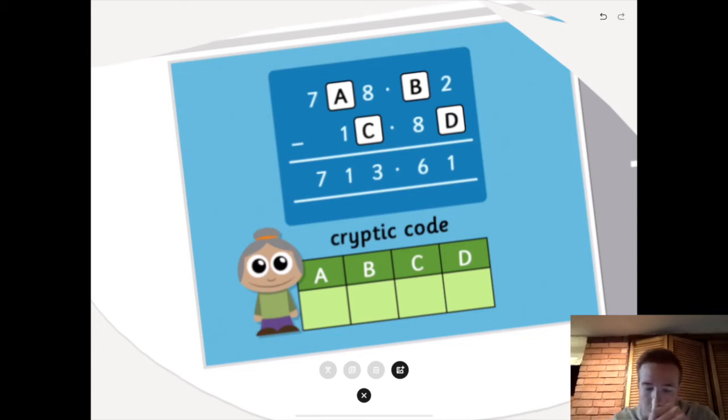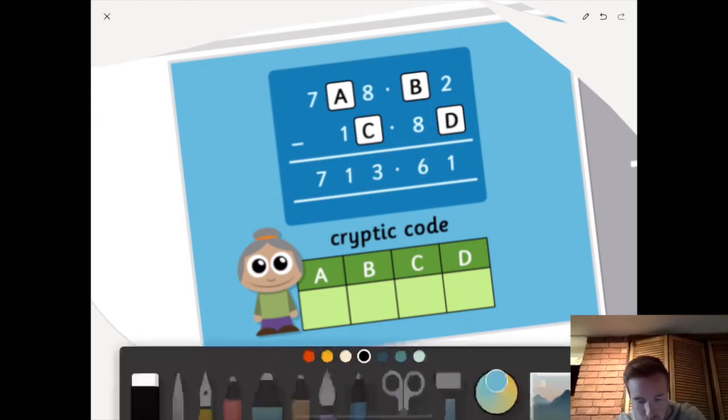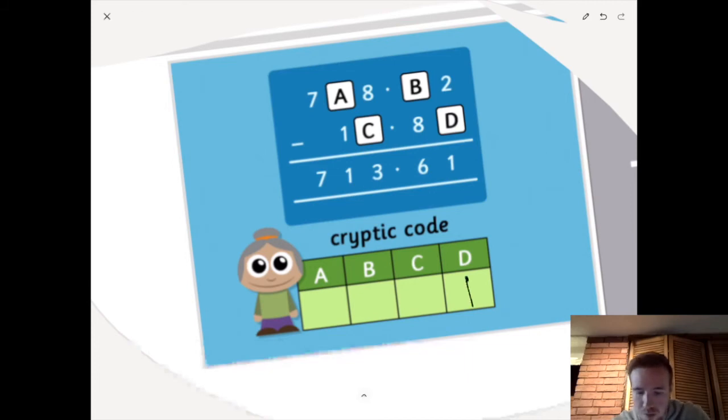Okay. So it's saying here, 2 subtract something is 1. Well, there's only one possible answer for that. 2 subtract 1 must be 1. Okay, so D is 1. Something subtract 8 is 6. It's 14. Okay, so this must be a 4, B.